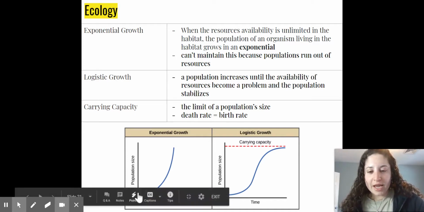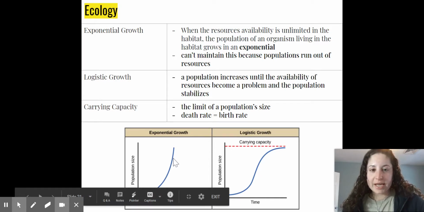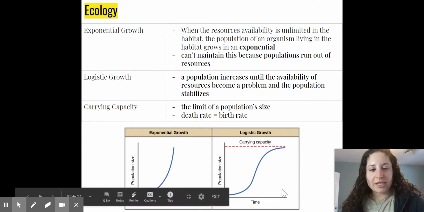And so you'll see a drastic increase in population size that grows at a very, very high rate. However, you cannot maintain exponential growth for very long because, like I said, it comes down to how many resources are available. You can also have logistic growth. And this is when a population increases until the availability of resources becomes a problem and the population stabilizes. That's what you're seeing in this graph over here.